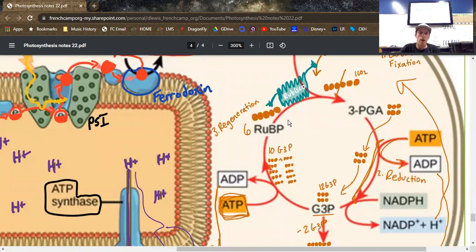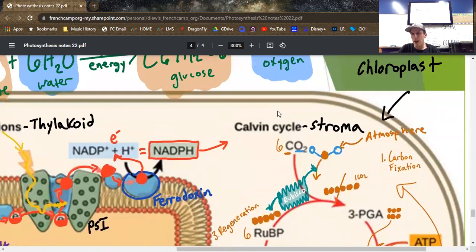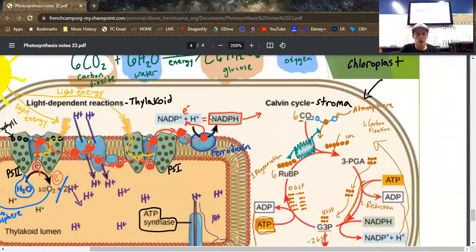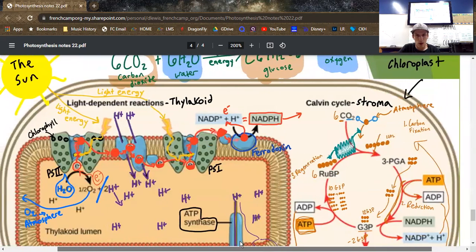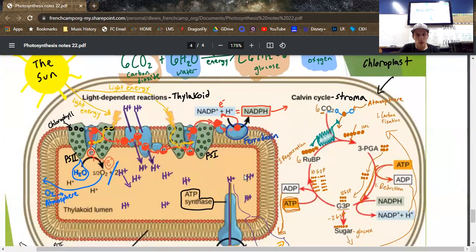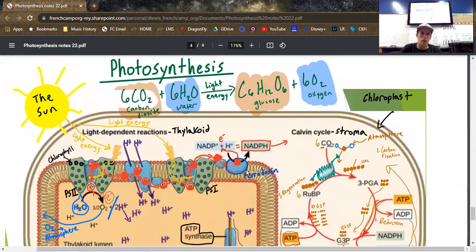I promise it will. And so that is the Calvin cycle, also known as the light independent reactions, and they happen in the stroma, which is that fluid area out here. Both of these cycles work together. And so they are interdependent on each other.